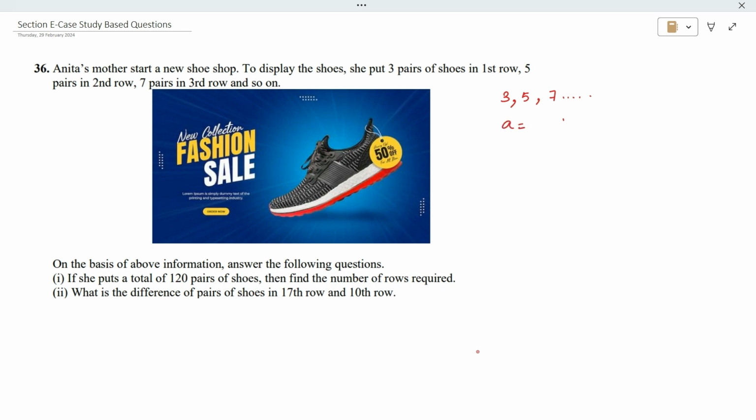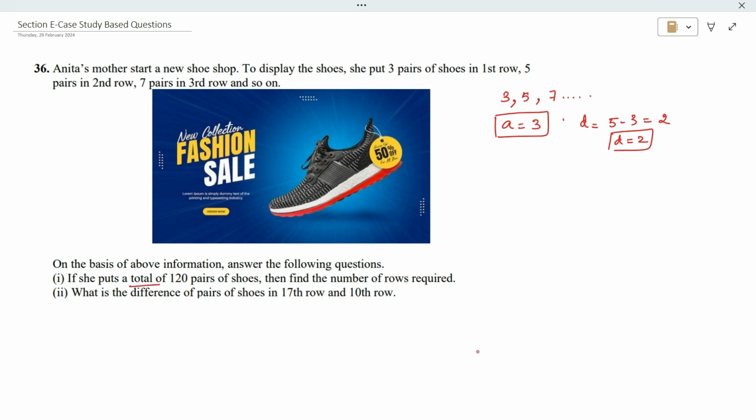Okay, so A is the first term, and how will you find D? A2 minus A1, isn't it? That is 5 minus 3, which is 2. So D is 2. These are the things which I should remember. First, let me check whether it is an arithmetic progression. So 3 plus 2 is 5, 5 plus 2 is 7. So constant difference, right? Okay. On the basis of the above information, answer the following questions.